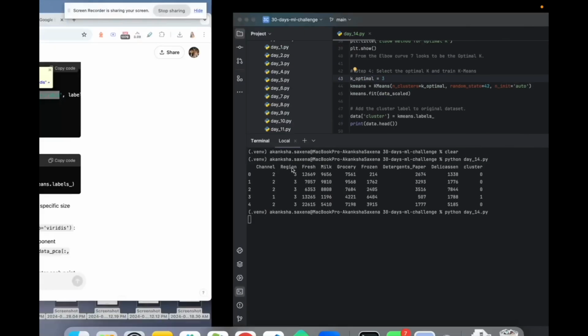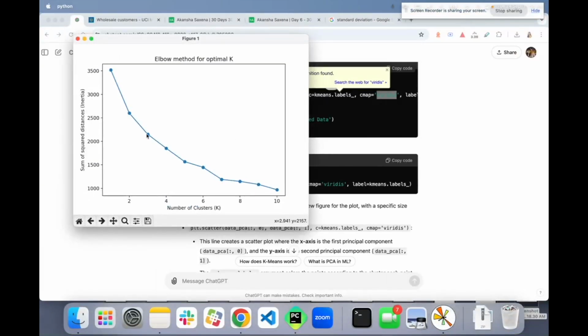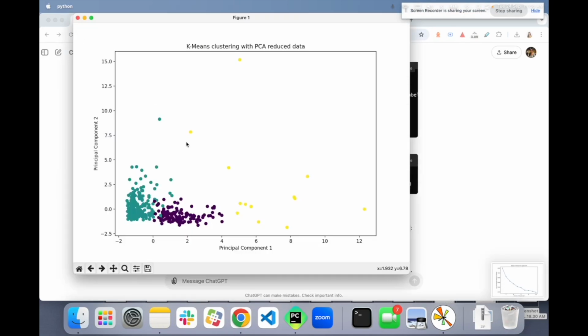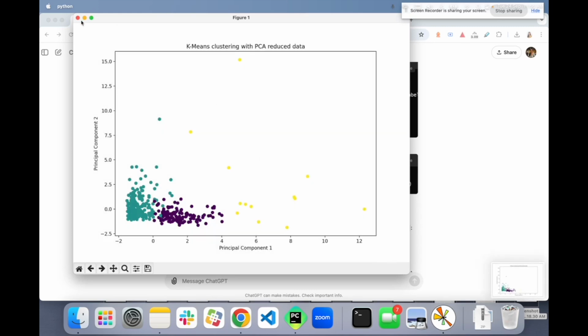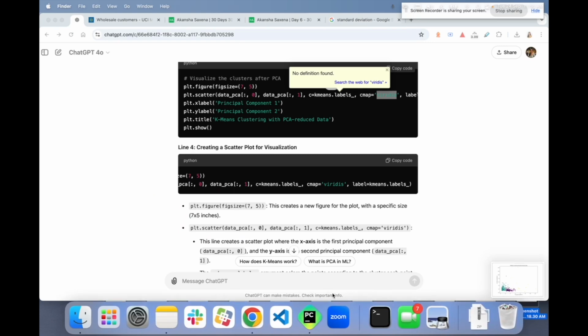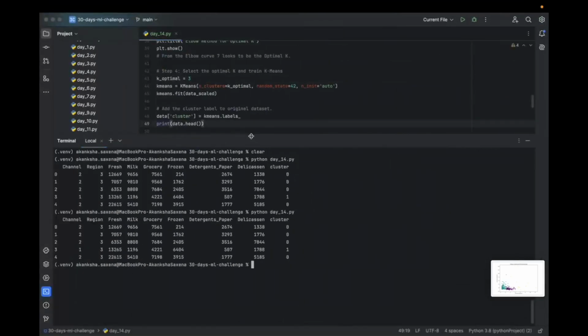Let's run it. K is equal to 3, and let's take a screenshot. Okay, now it is looking still better, right? It is looking better. So yes, I think we should go ahead with this only for now. Let's screenshot this as well.